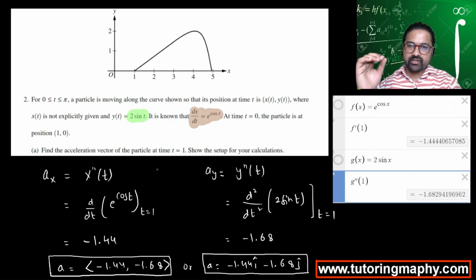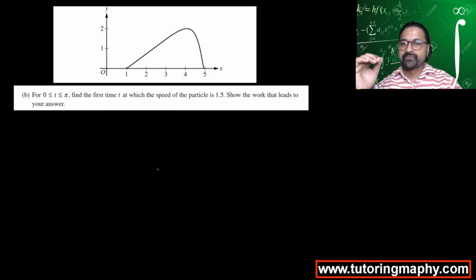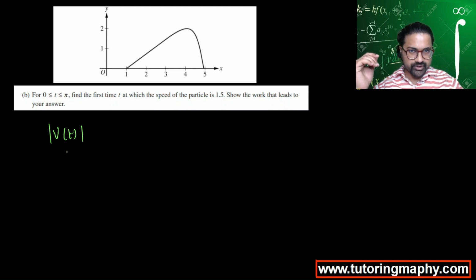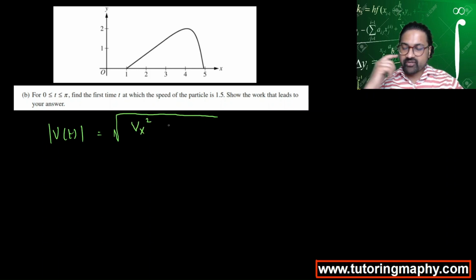This is the first question of the first part of question number 2. The second part is asking that for t equal to 0 to pi, find the first time t at which the speed of the particle is 1.5. Let's ask ourselves, what is the formula for the speed? The speed of the particle is the absolute value of the velocity function and is given by the square root of the velocity in the x direction squared plus the velocity in the y direction squared. A very straightforward formula.